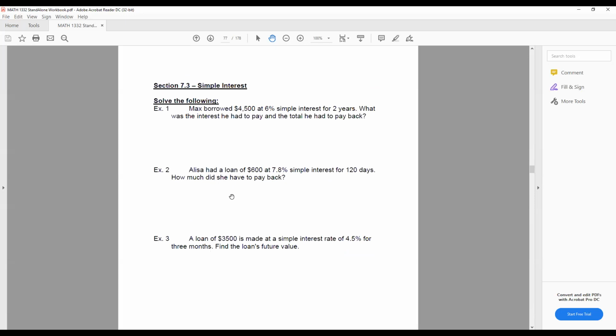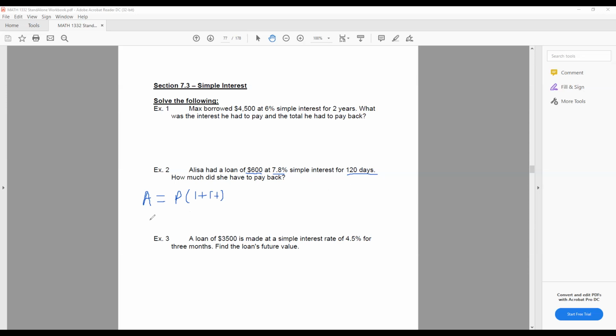So the rest of these will be the same thing. Example 2, they give you the principal, the interest. This time they give you days. So they're trying to trick us there. How much did you have to pay back? That means they want the total. So that'll be A, what they want. We need principal times 1 plus RT. But we have to change time into years.